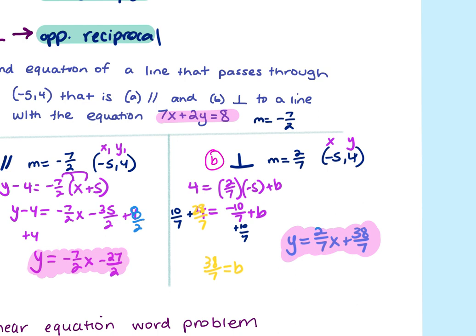I'll give you a point slope form. I just said you could do either one. Yep, you could do either one, so you get to choose.